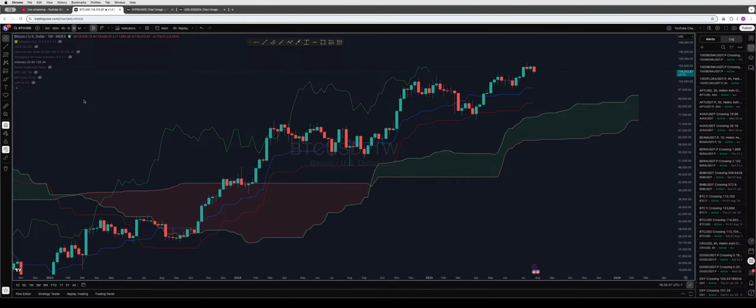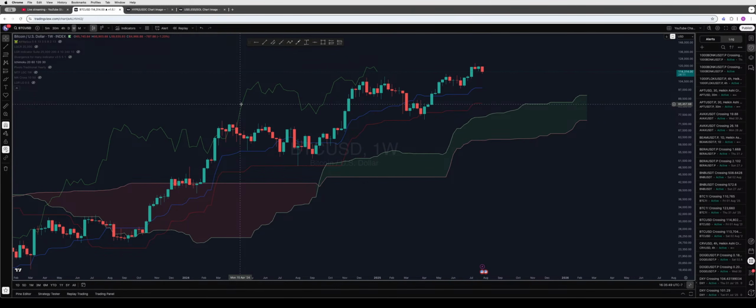All right. So before we do actual TA, we will always take a look at some indicators that I love to keep track of. The biggest one is obviously the Ichimoku cloud on double settings.